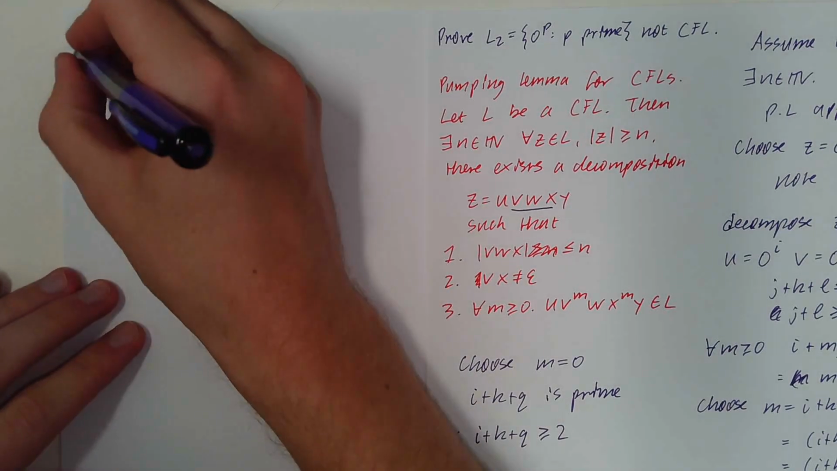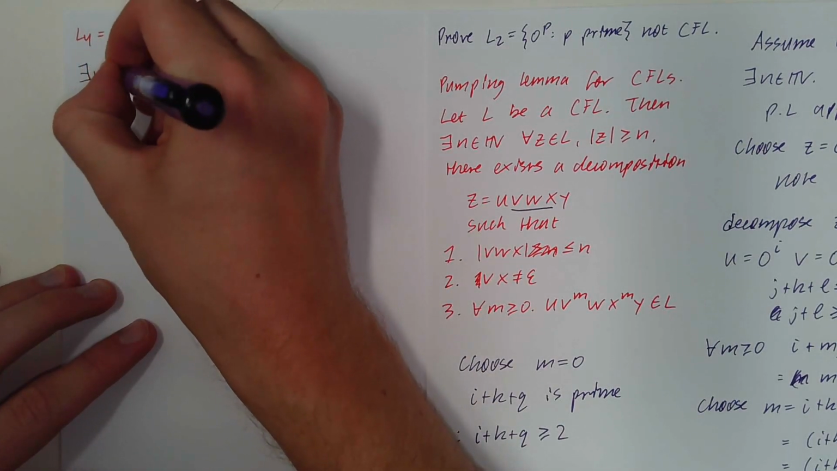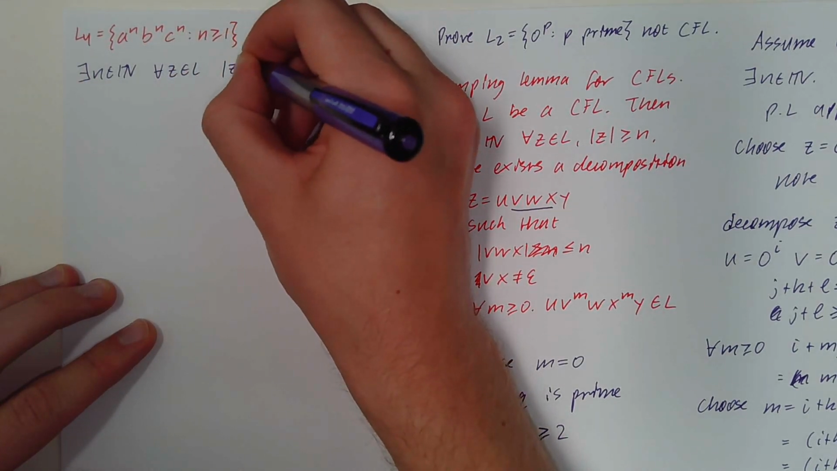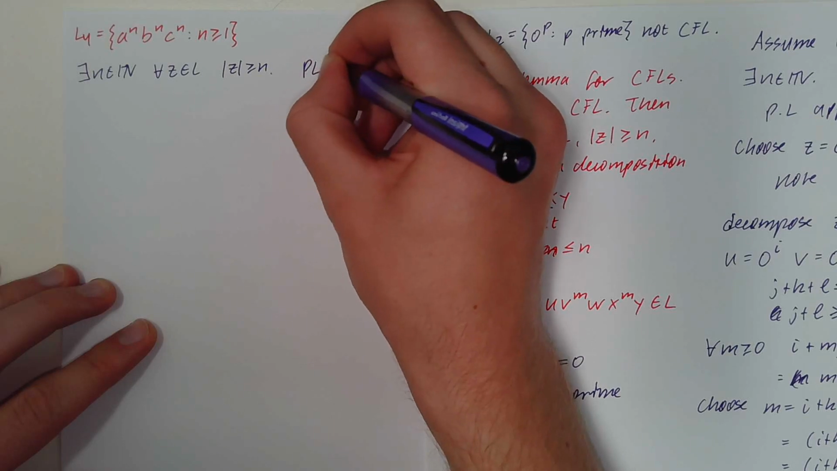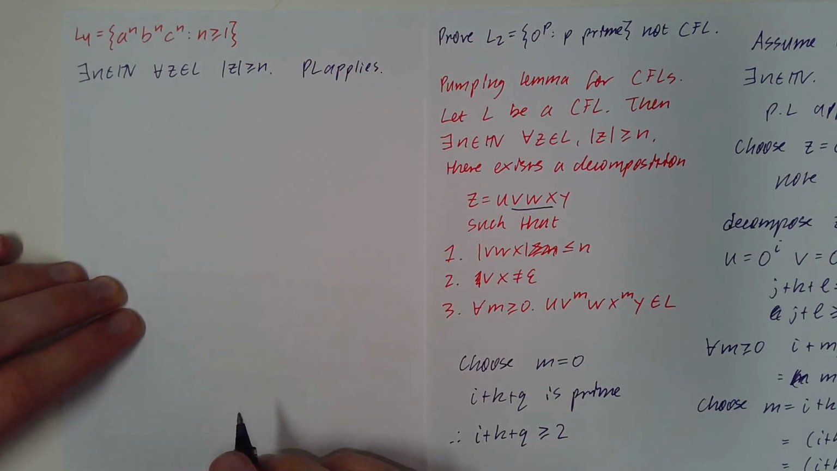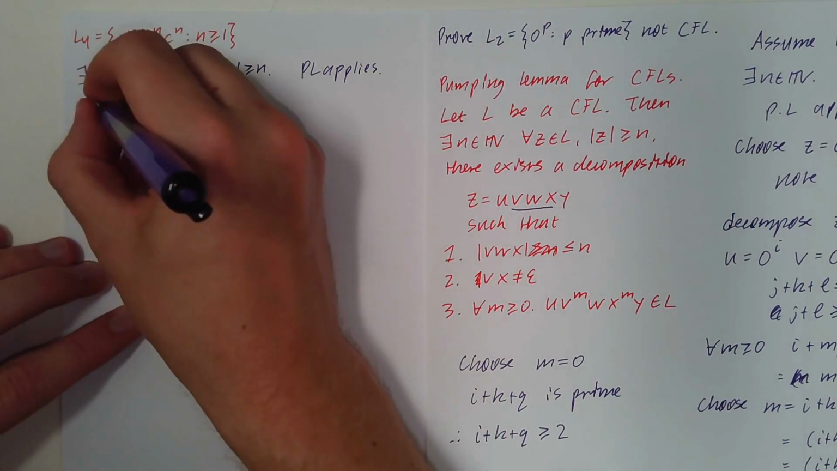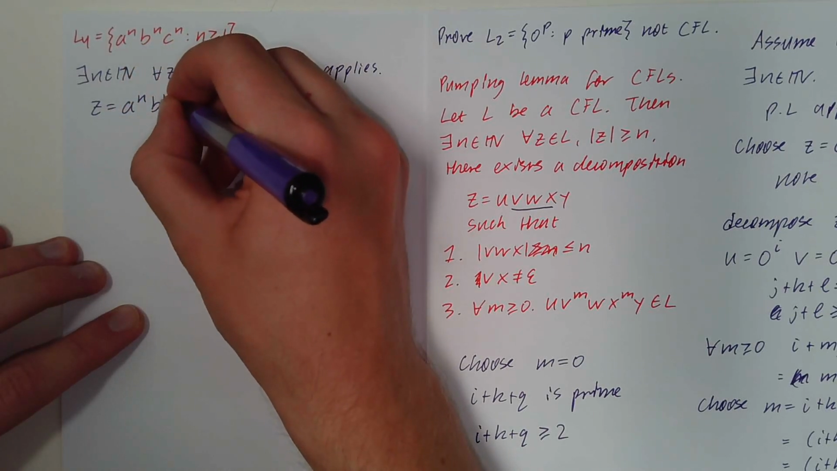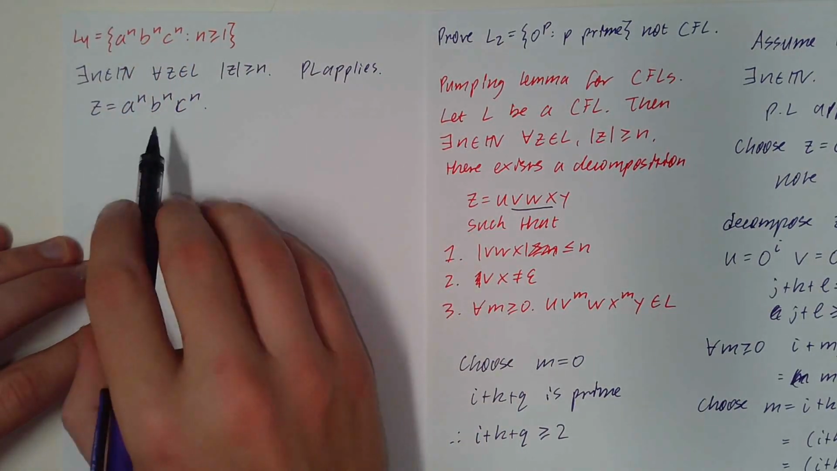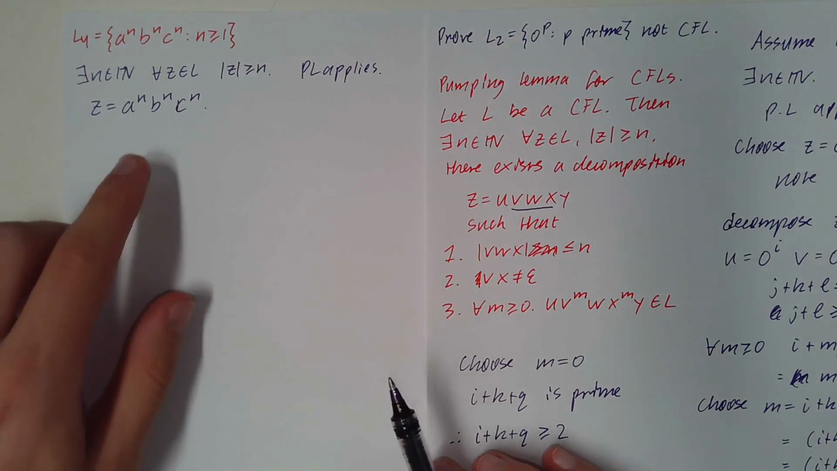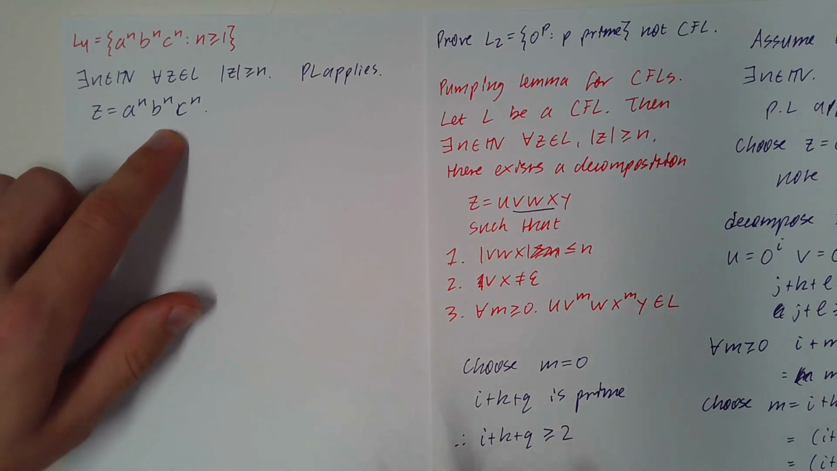Okay, so by the pumping lemma, there exists some natural number n such that for all strings in the language sufficiently long, the pumping lemma applies. So we're going to choose some string at least that long in the language. And I guess the obvious choice is to choose n many A's, n many B's, n many C's. The length of this thing is 3n, which is clearly at least as large as n. So this string is definitely going to be in the language.